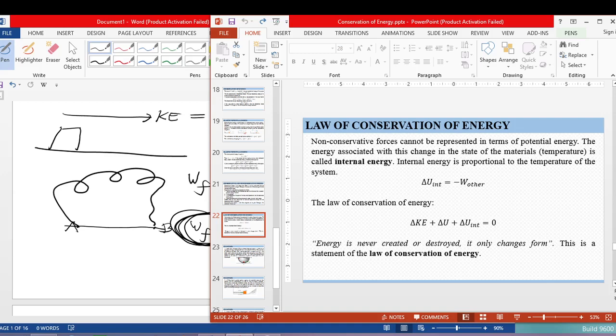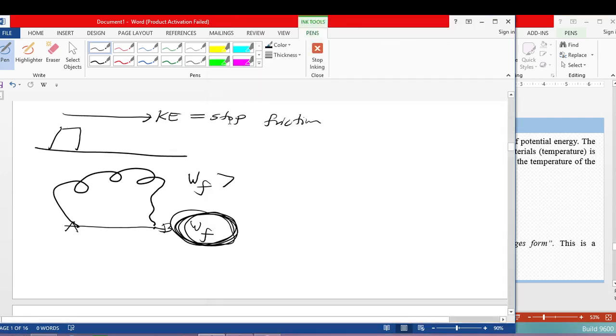Just like friction, right? Once friction takes energy from the system, for example in this case the body stops, the energy did not disappear. It did not magically vanish.